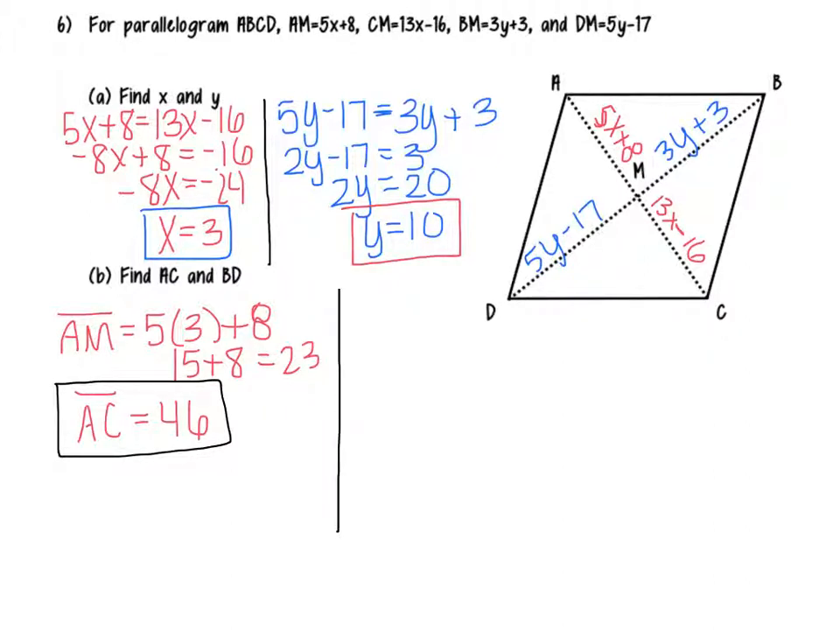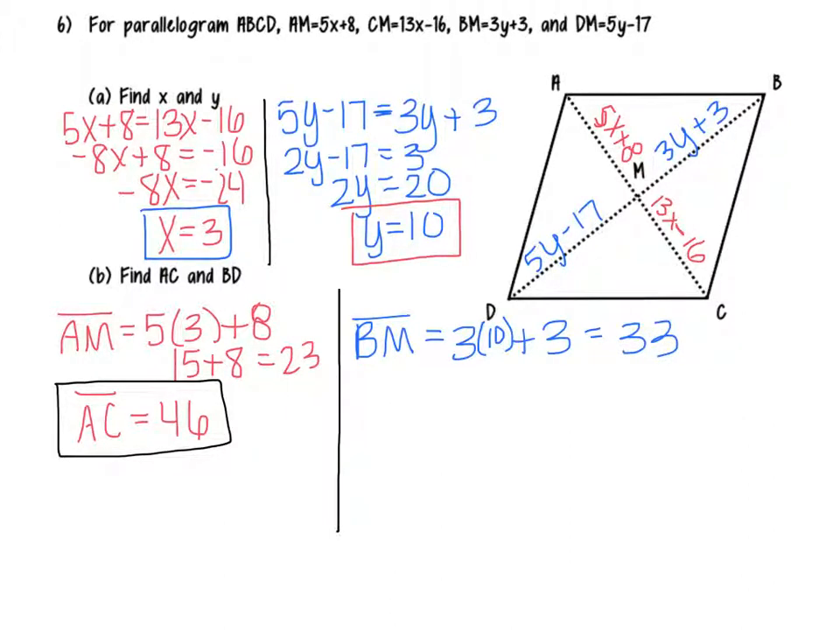All right, let's look at our other side. So again, using that same logic, whatever this is, this is going to be the same thing. I'm going to use this one because it has simpler numbers, 3y plus 3. So BM is equal to 3y plus 3. Remember that y isn't y anymore. Y is now 10. So BM is equal to 33.